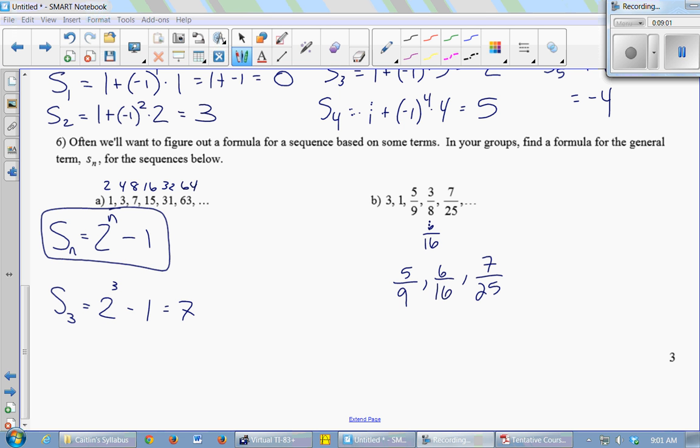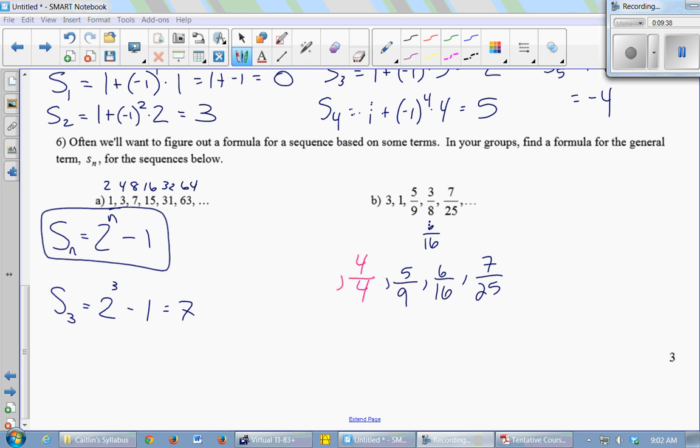5/9, 6/16, 7/25. What pattern do you see in the numerators? Yeah, it's 5, 6, 7, right? And what pattern do you see in the denominators? 3 squared, 4 squared, 5 squared. So that means that we would predict that the previous number would be 4, because I go down one for my numerator, over 2 squared. Because this is 3 squared, 4 squared, 5 squared, so I think this would be 2 squared, which is 4. And oh, that is 1.